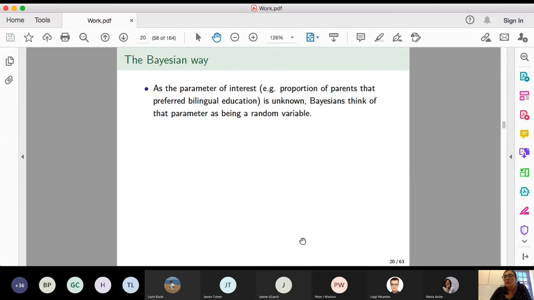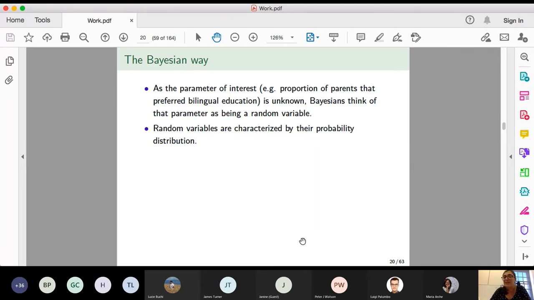So what would be the Bayesian way? Another of the main differences is that the parameter that you're trying to estimate is thought of by Bayesians as a random variable, either because it's random by nature or because its fixed value is unknown. So that uncertainty that we have about the value of this parameter is modeled by a random variable. That uncertainty that we have around this proportion of parents that prefer bilingual education is expressed as a random variable.